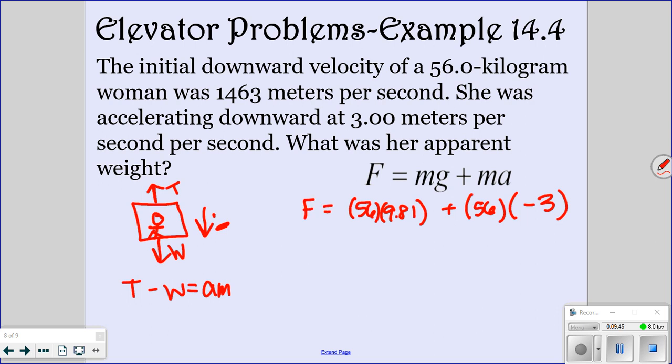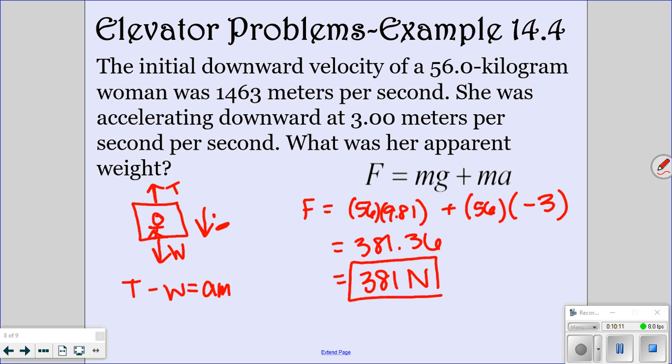Okay, and so then you're just going to plug in and solve. And I get 381.36. And how many sig figs do we have in our answer? We should have 3, so it's going to be 381 newtons.